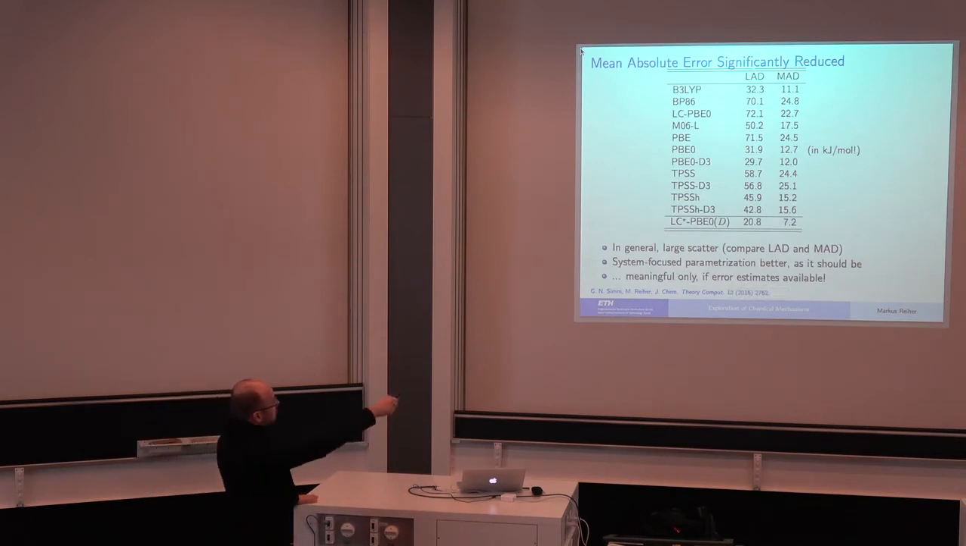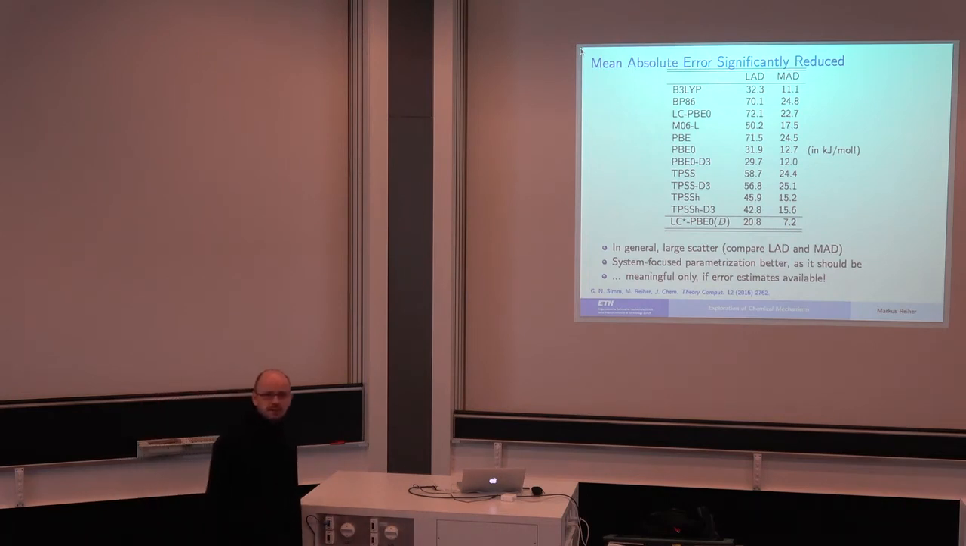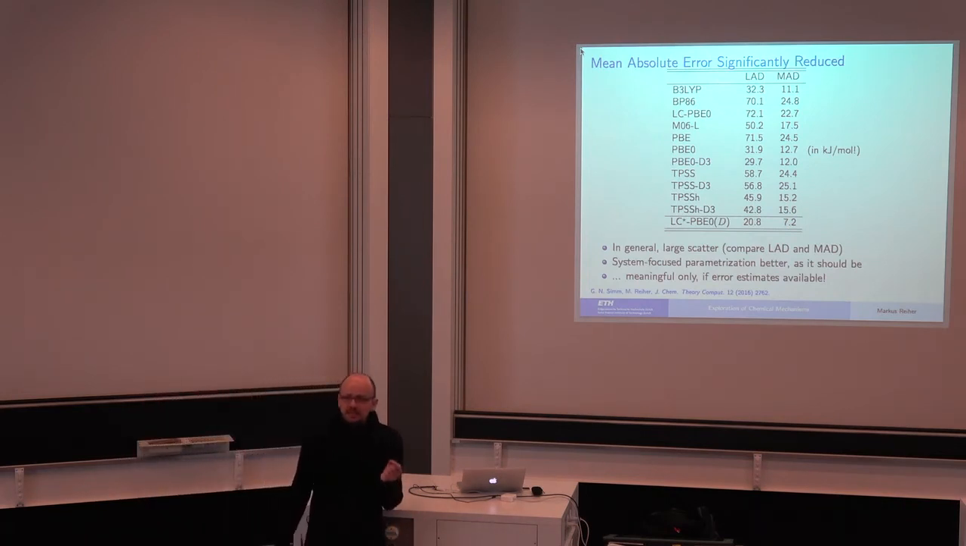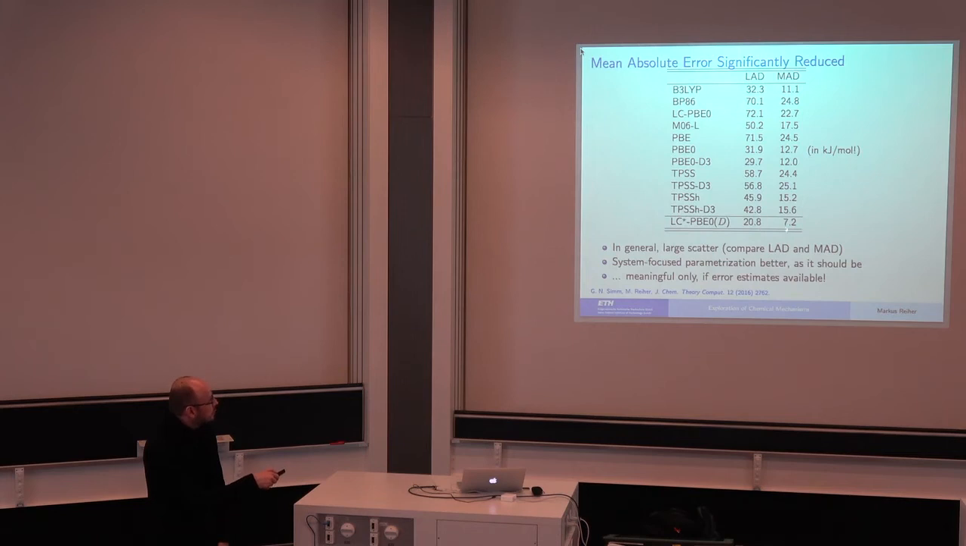You see the largest absolute deviation, mean absolute deviation, for standard functionals here. This is our reparameterized functional. And you see it's doing fine, but not as good as one would expect. So what we see is that there's still inflexibility in the functional. We need to have a much more flexible functional in order to get this mean absolute deviation further down. This is now in kilojoules per mole.